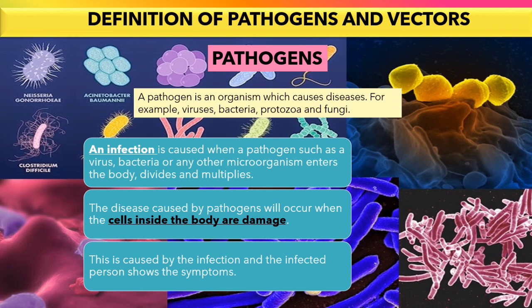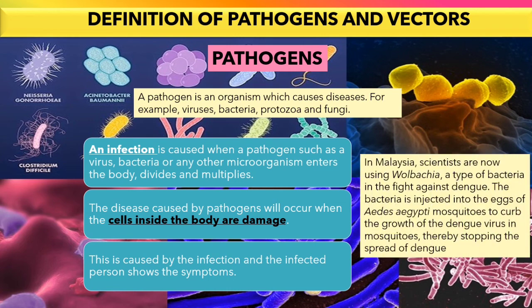In Malaysia, scientists are now using Wolbachia, a type of bacteria, in the fight against dengue. Okay, the bacteria is injected into the eggs of Aedes aegypti mosquito to curb the growth of dengue virus in the mosquito, thereby stopping the spread of dengue.